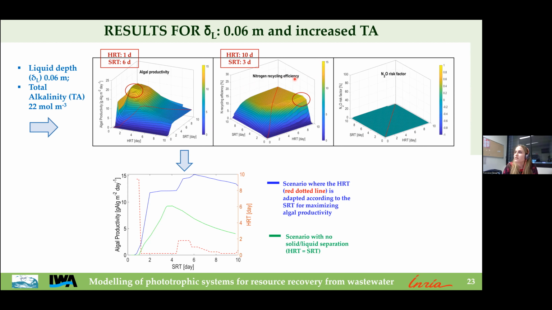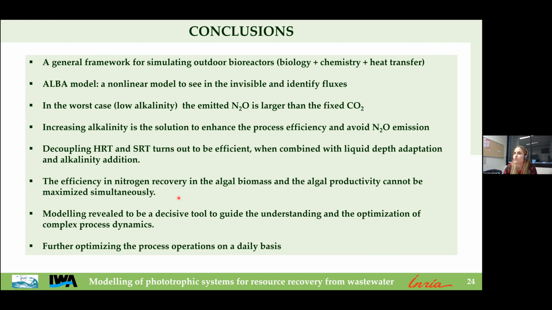And concentrating a bit on the algal productivity, maybe we can concentrate on this graph that is a bit clearer. In blue, we have the scenario where the HRT, the red dotted line, is adapted according to the SRT for maximizing the algal productivity. While in green, we have the scenario with no solid-liquid separation, so HRT equal to SRT. And indeed, we can see that we have a gain in the productivity of algae when uncoupling the hydraulic retention time and solid retention time.